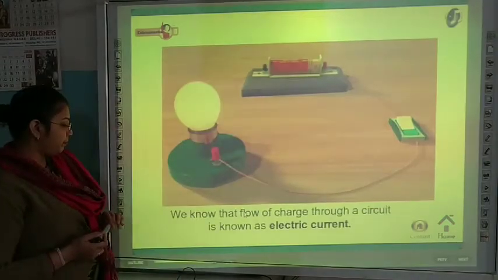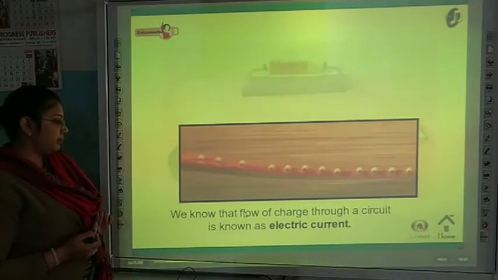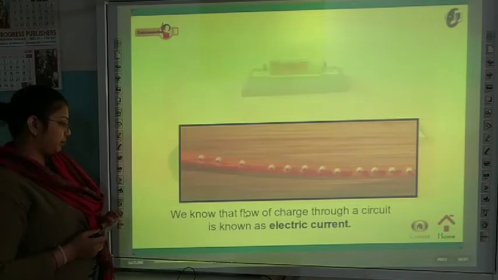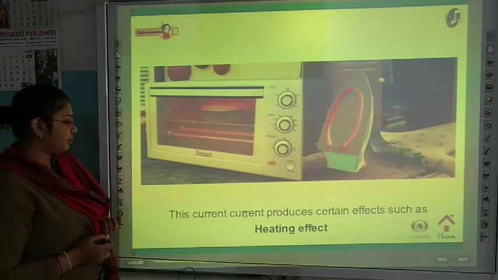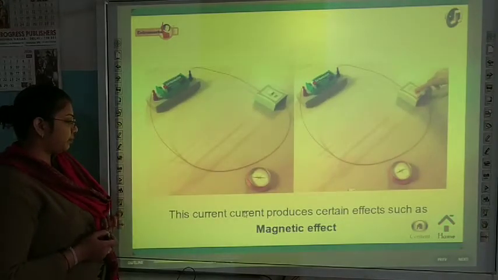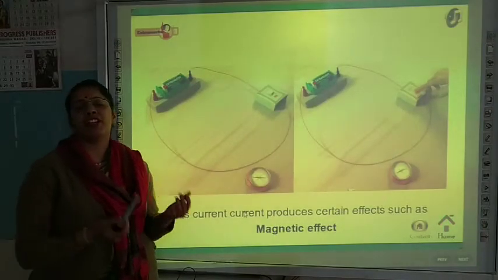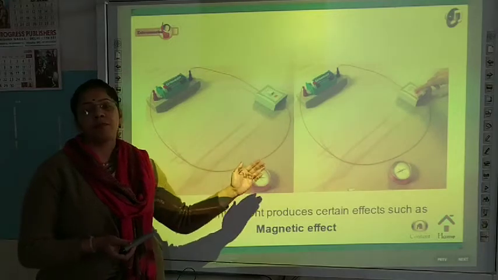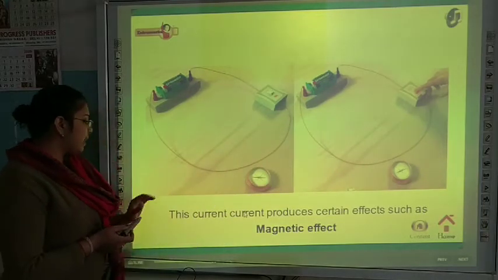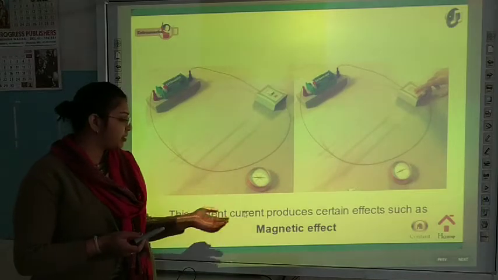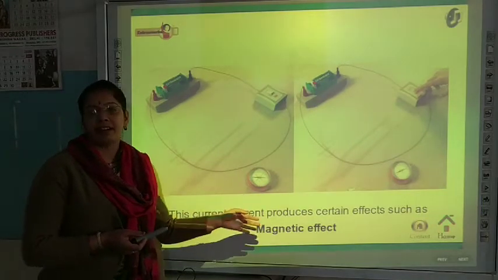Next. We know that the flow of charge through a circuit is known as electric current. This current produces certain effects such as heating effects, magnetic effects, etc. जैसे कि आपको पता है इलेक्ट्रिक करंट क्या होता है? चार्जेस का फ्लो होना. The flow of charges is known as the electric current, and these electric current produce certain effects such as the heating effect and magnetic effects.